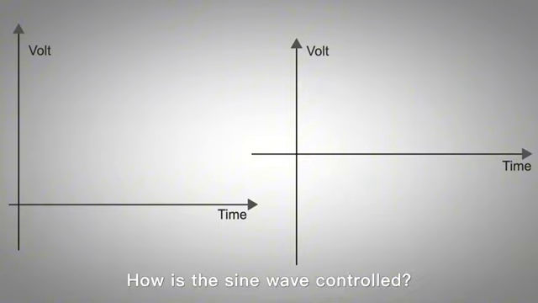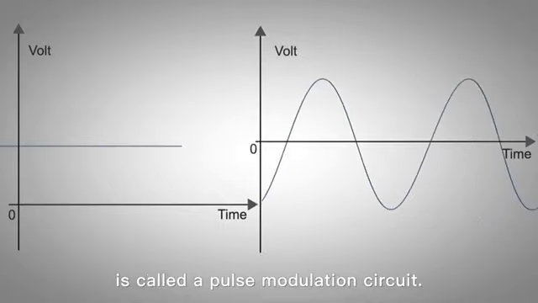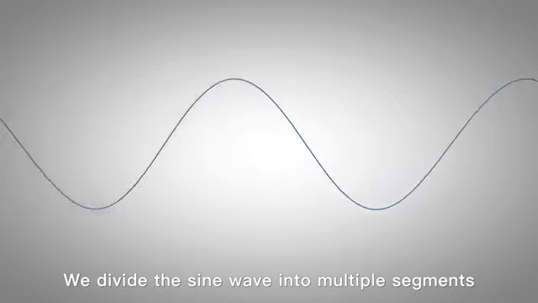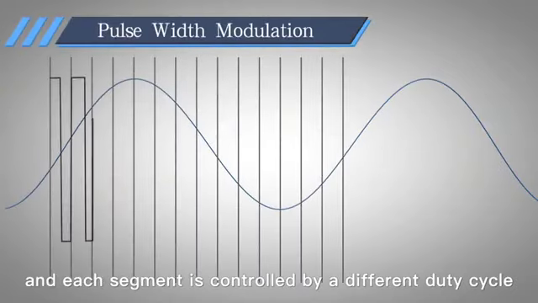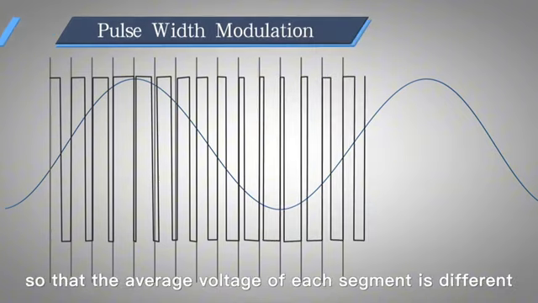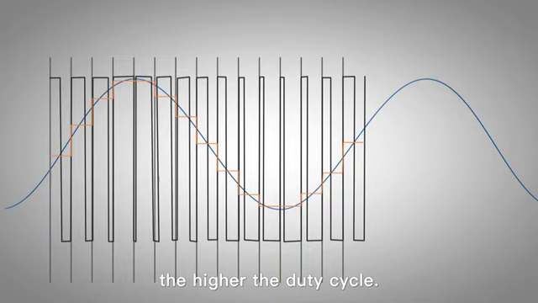How is the sine wave controlled? The circuit used to realize the sine wave is called the pulse modulation circuit. We divide the sine wave type into multiple small segments. Each small segment is controlled by a different duty cycle, so that the average voltage of each segment is a different point. The higher the voltage, the greater the duty cycle.